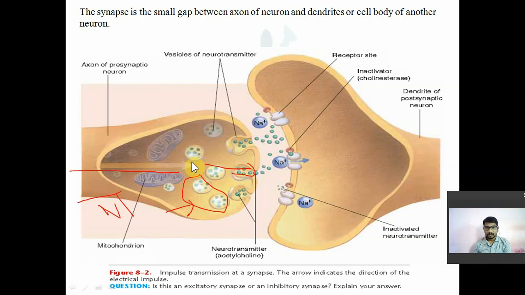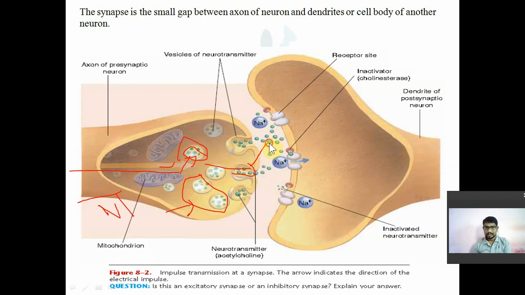the impulse will act on the synaptic vesicle too; here also there are ion channels. So whenever there is an impulse, there is an entry of calcium ions inside the cell. There is an entry of calcium ions inside this synaptic vesicle, and that will rupture the vesicle, and there is a release of this neurotransmitter.